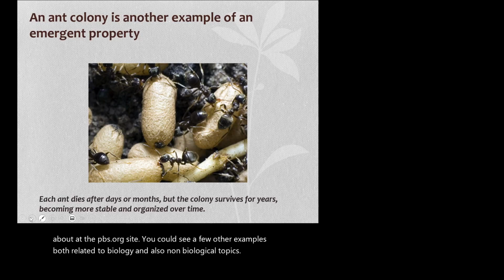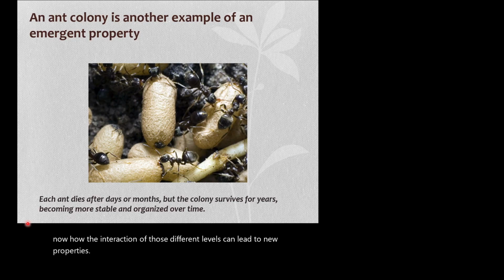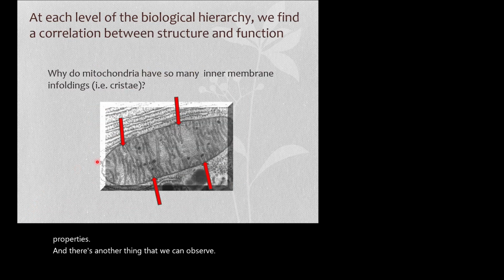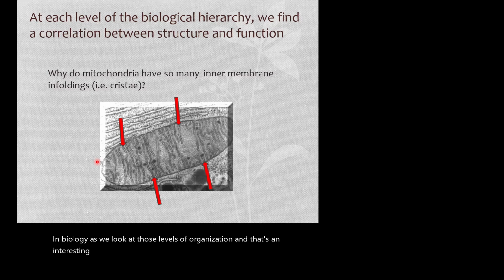So thinking back to the levels of organization, we've seen how it's a way of trying to simplify how we can study biology. We've seen now how the interaction of those different levels can lead to new properties. And there's another thing that we can observe in biology as we look at those levels of organization, and that's an interesting correlation between structure and function.